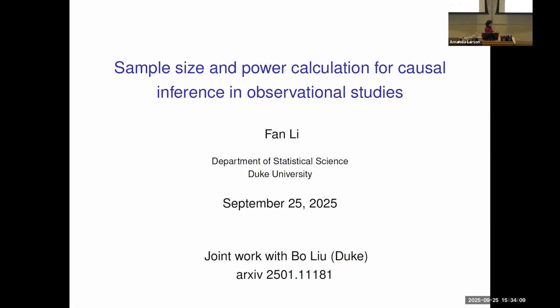Today I'm going to talk about something really classic, but with a new angle to it. It's sample size and power calculation for causal inference, but the key thing is that it is in observational studies. This is joint work with my student, who now works in industry. He did all the heavy lifting and all the creative work. He's the most creative student I ever had, and he's now in a hedge fund earning millions.